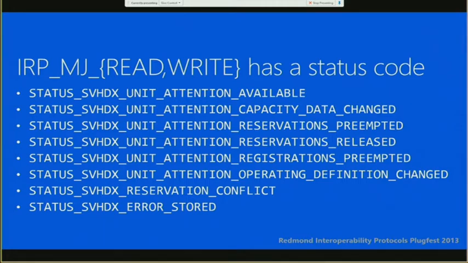The unit attention capacity data change. This is a protocol error code that's defined, but you won't see it in our implementation because we don't support data size changes.